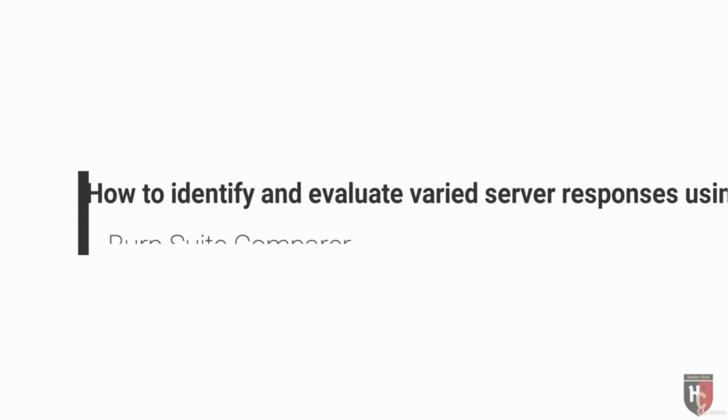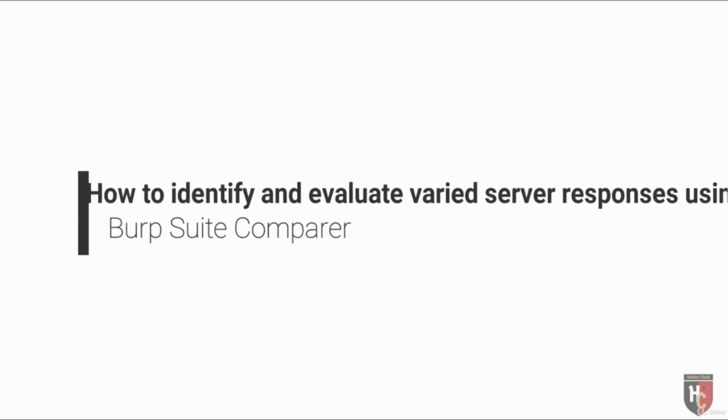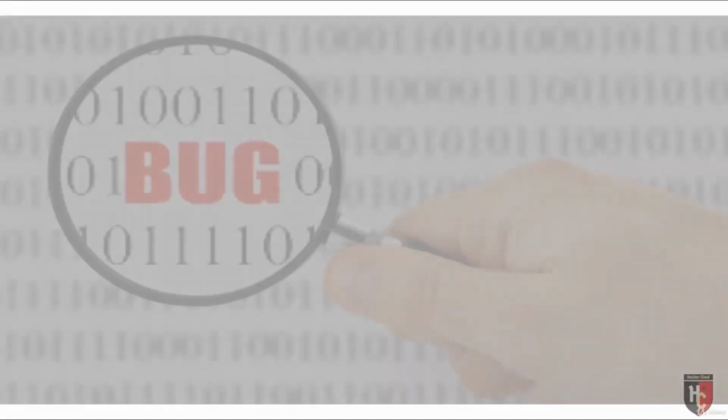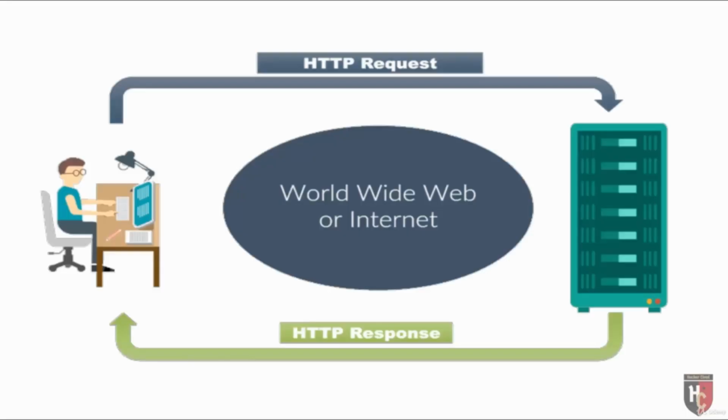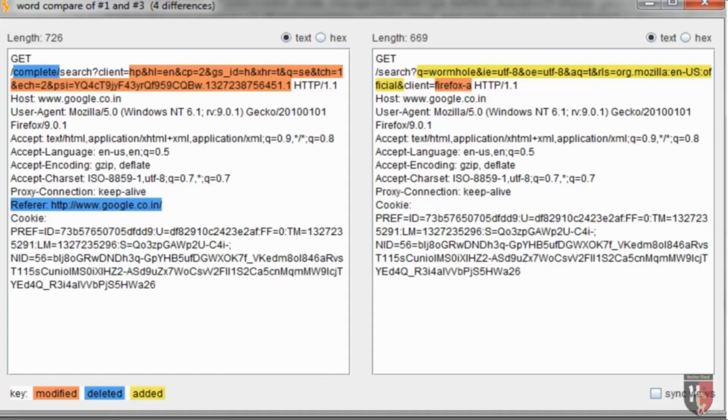Now we are continuing Burp Suite tools. We will discuss how to identify and evaluate varied server responses using Burp Suite Comparer. When performing a web application assessment, it is often important to be able to easily identify variations in HTTP requests or responses. The Comparer feature simplifies this process by providing a graphical overview of variation.